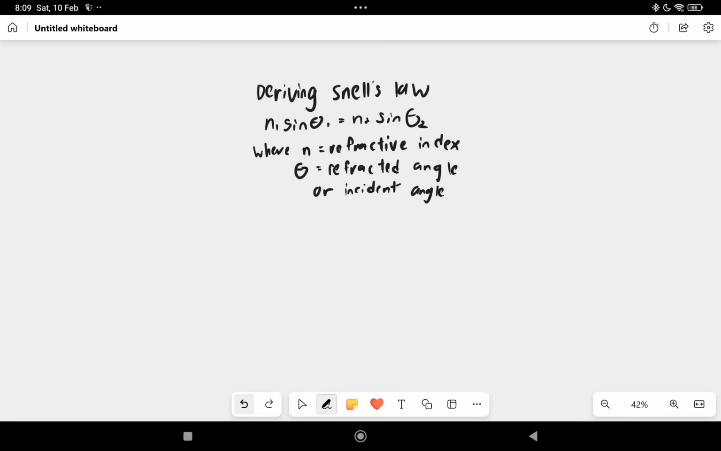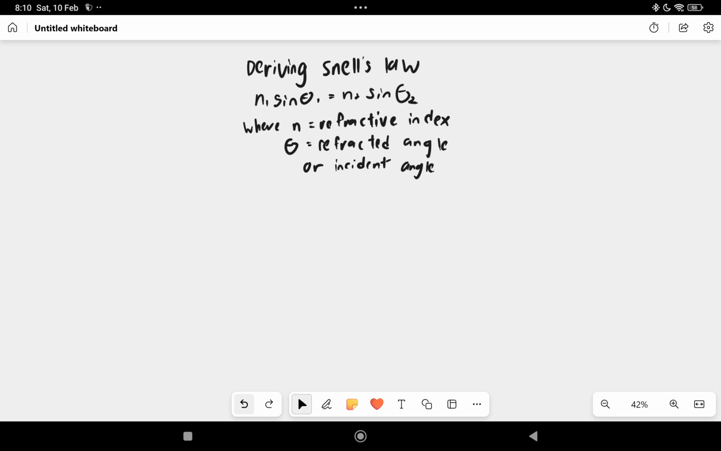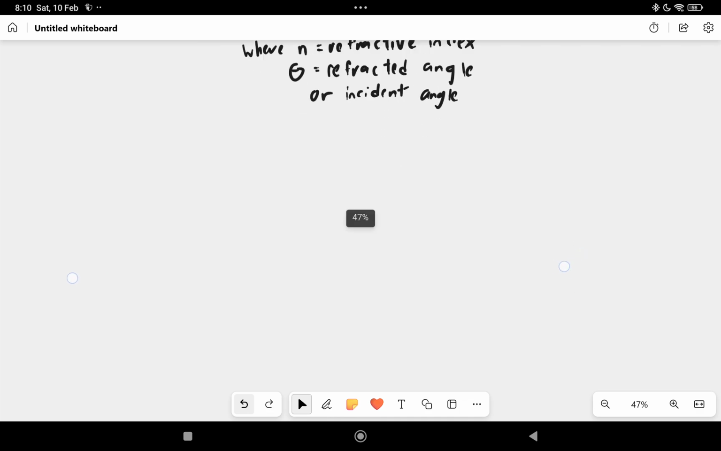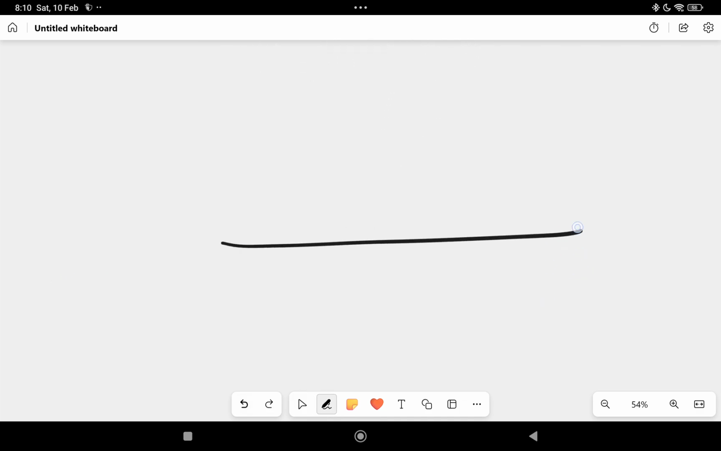Hello, today I'm going to derive Snell's law, which is n1 sine theta 1 equals n2 sine theta 2, where n is the refractive index and theta can be the refracted angle or the incident angle. So first, let's draw a line, a normal line, an incident ray and a refracted ray.